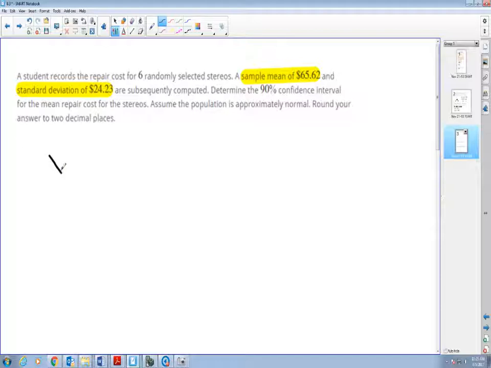So my point estimate is $65.62, and my sample standard deviation is $24.23. Find the 90% confidence interval for the mean repair cost for stereos. See right here, assuming the population is approximately normal. The reason they make that statement is because my sample size is actually less than 30, so they have to tell me it's approximately normal.